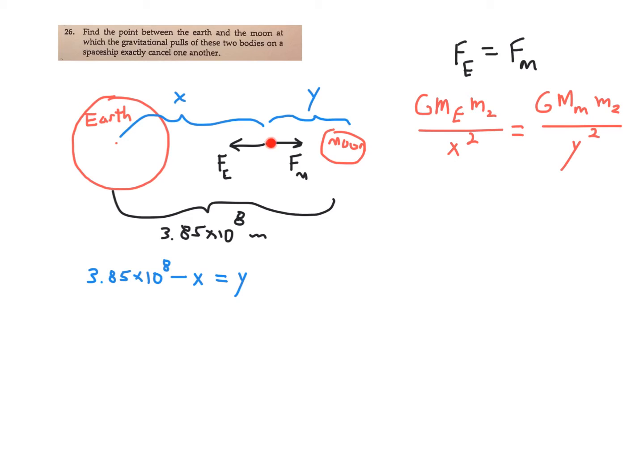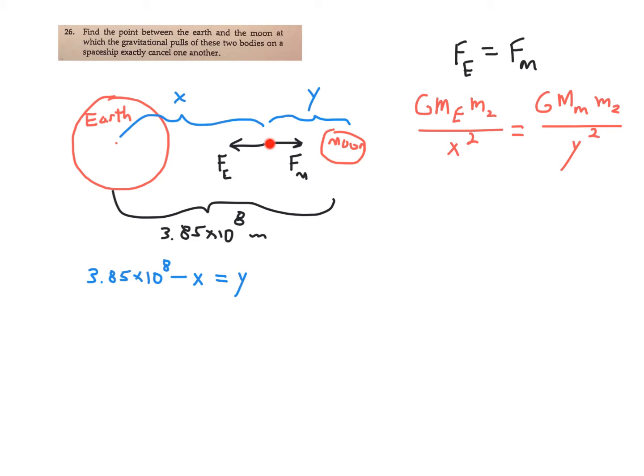Well, we know that this location has to be closer to the Moon because the Earth, by virtue of its size, exerts a greater force. But the force is also dependent on your distance. The closer you are to an object, the stronger that force is. So we know we have a location closer to the Moon so that this force is big enough to cancel out this force, to give you an F net of 0.